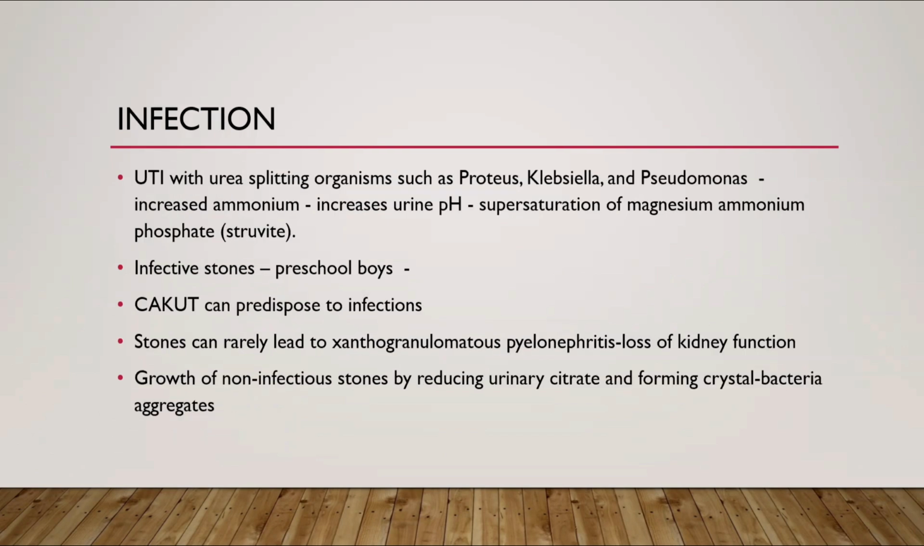Urinary tract infections with urea splitting organisms such as Proteus, Klebsiella, and Pseudomonas, we know that they increase the ammonium and the urinary pH, which leads to supersaturation of magnesium, ammonium, and phosphate, leading to the formation of struvite stones. These infective stones typically present in preschool boys, probably reflecting congenital anomalies of the urinary tract that impair drainage and thus predispose to infection. In rare cases, the stones can lead to chronic infection, culminating in xanthogranulomatous pyelonephritis and loss of kidney function, emphasizing the importance of recognizing and treating these stones.